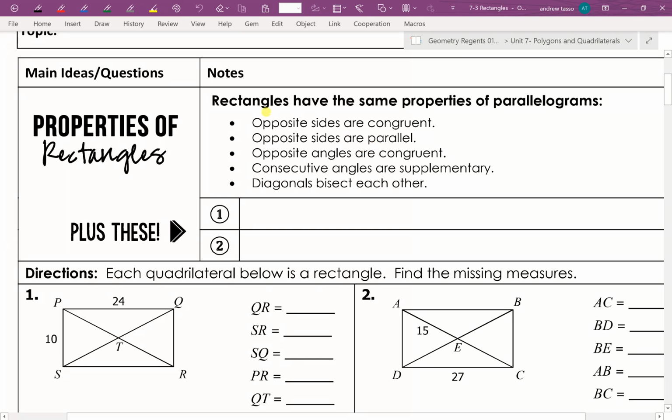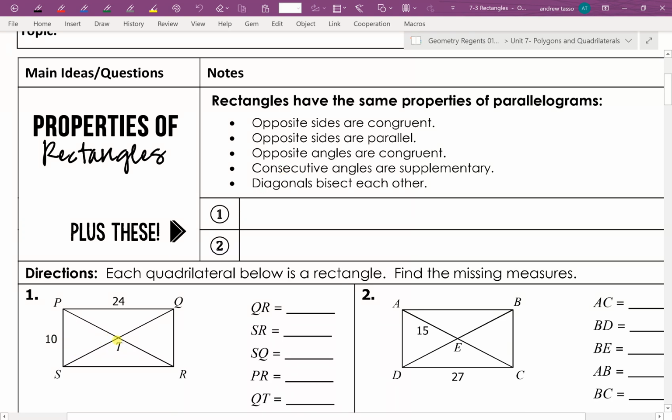The reason for this is that technically a rectangle is a parallelogram. It's just a special kind of parallelogram, right? So remember, it satisfies all the properties of parallelograms. The opposite sides are congruent, that's true. The opposite sides are parallel, that's true. Opposite angles are congruent, is true. Adjacent angles are supplementary, right? And the diagonals still bisect each other.